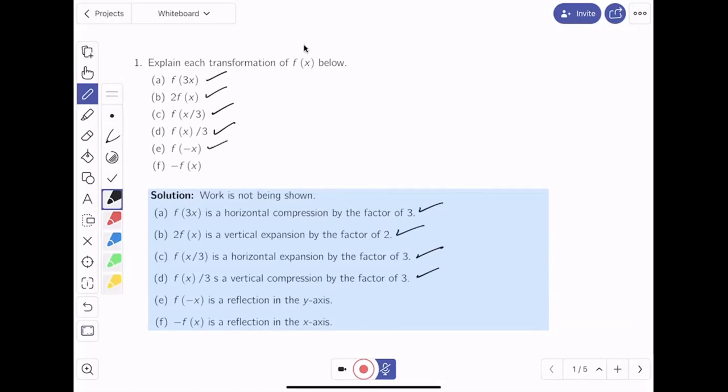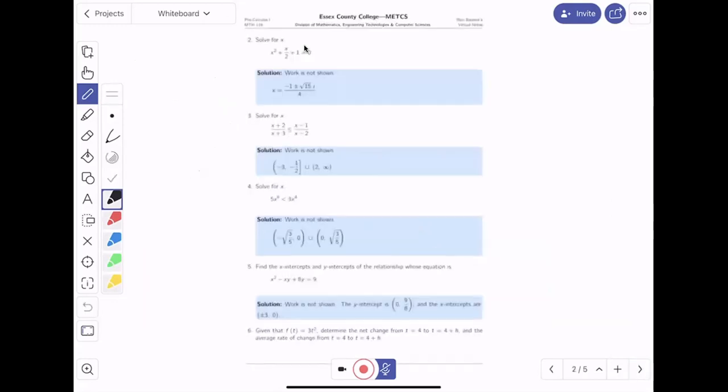If you look at E, E is a reflection about the y-axis. If you look at F, F is going to be a reflection about the x-axis. We've covered this, and again, if you're looking at this and you're confused by that, you'd want to go back to that section on transformations. All right, let's go to the next question. That was pretty straightforward. They didn't ask you to graph or anything like that. But let's go to the next question, which is number 2.